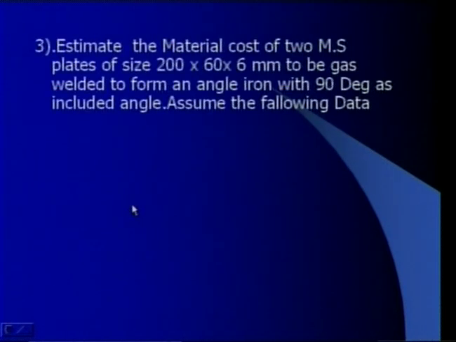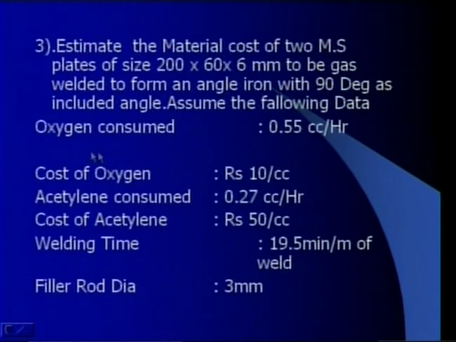So, after completion of this problem, let us go to the third problem, which is based on the gas welding process. In this one, estimate the welding cost of the two plates of different dimensions, size 200 multiplied by 60 multiplied by 6 mm, welded to form 90 degrees. We can do that by making use of the following data.